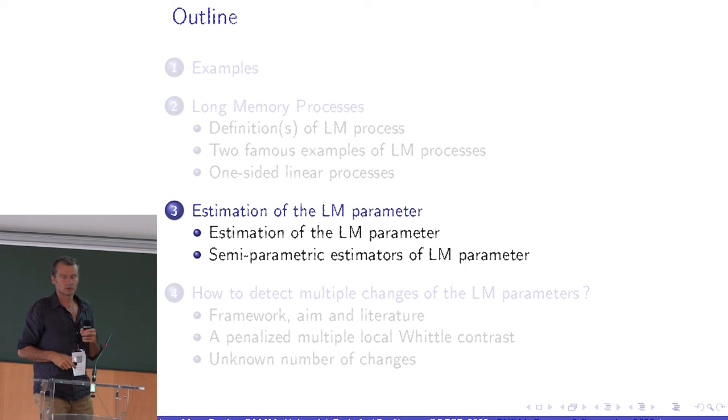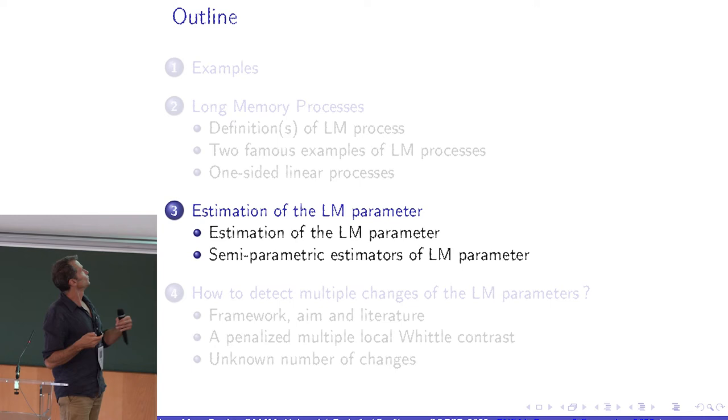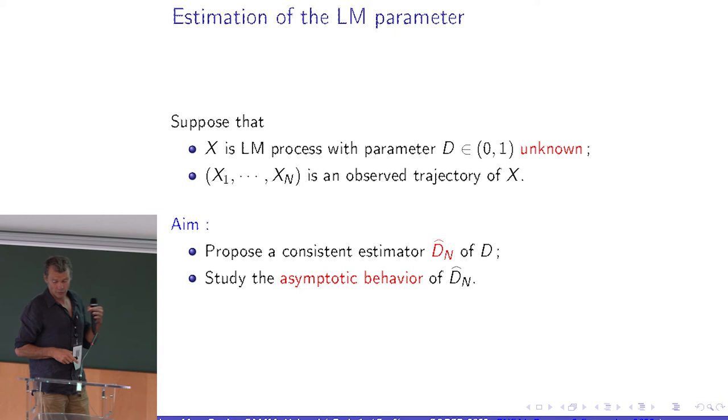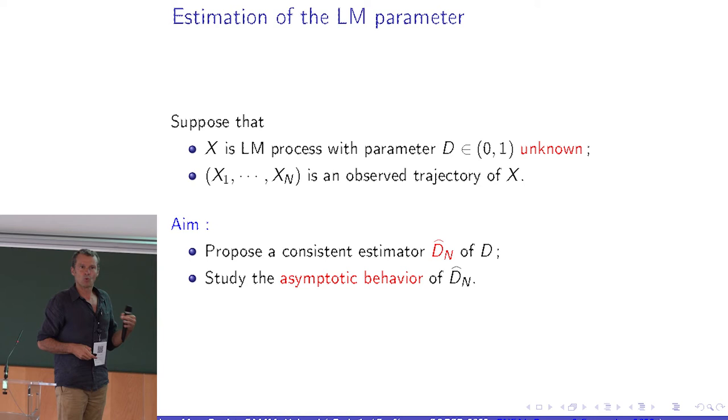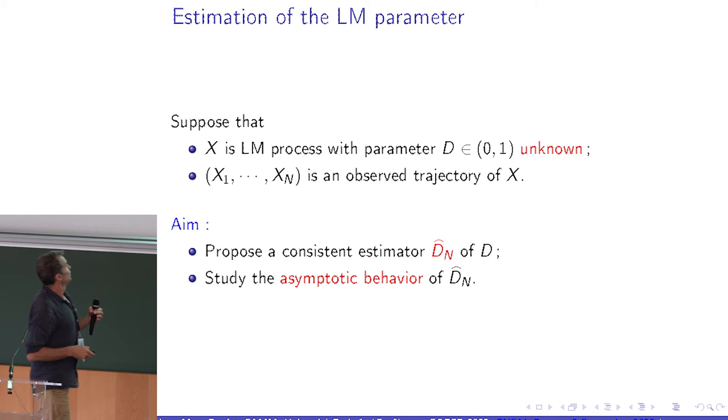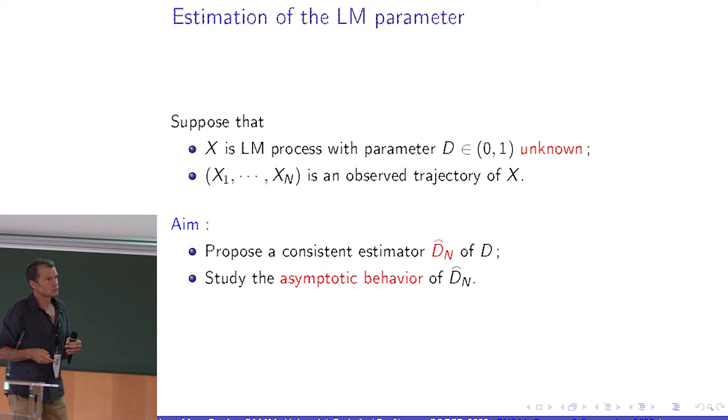Now we will go to a statistical framework, which is to estimate the parameter of a long memory process. So first, we have a long memory process with a parameter D, capital D, between 0 and 1, and X_1 to X_n is an observed trajectory of X. So we would like to propose a consistent estimator of D and to study its asymptotic behavior.